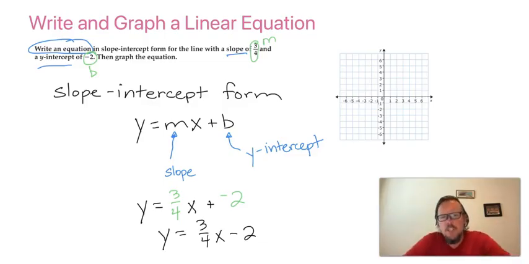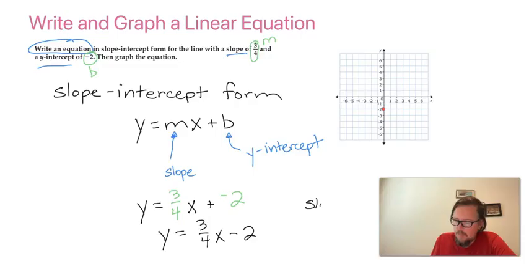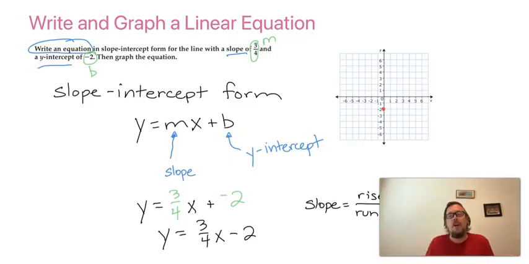Okay, so to graph it, as I said, we need 2 points, and we already know what one of the points is. We know one of the points is going to be the y-intercept of -2. So let's go ahead and put that point on there. We go to the y-axis, we find -2, and there's going to be our first point. We need a second point in order to graph our linear equation, and we can find this second point using the slope. Hopefully you recall that slope is rise over run. And so when our slope here is 3/4, that means the rise is 3 and the run is 4.